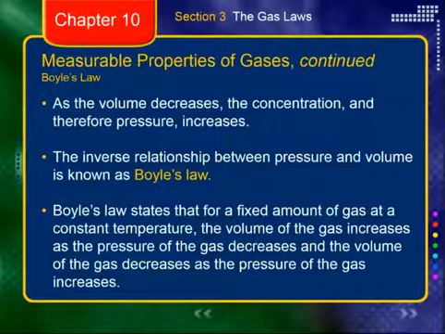This inverse relationship, if you imagine it with me as we go along, it's pretty easy to get your head wrapped around. Remember, inverse means as one goes up, the other goes down, or as one goes down, the other one goes up. As volume decreases, pressure increases. This inverse relationship between pressure and volume is known as Boyle's Law. Again, Boyle's Law states that for a fixed amount of gas, we're not changing the amount of gas present at all, and we're not changing the temperature at all, the volume of the gas will increase as the pressure decreases, and the volume of the gas will decrease as the pressure increases. Again, inverse relationship.